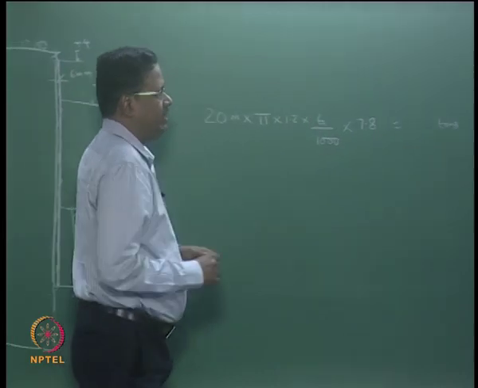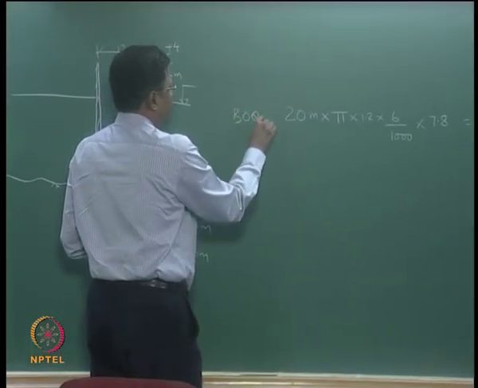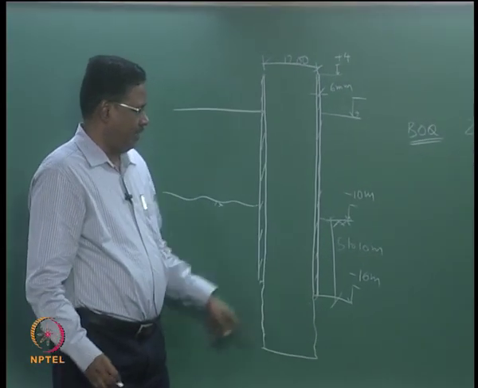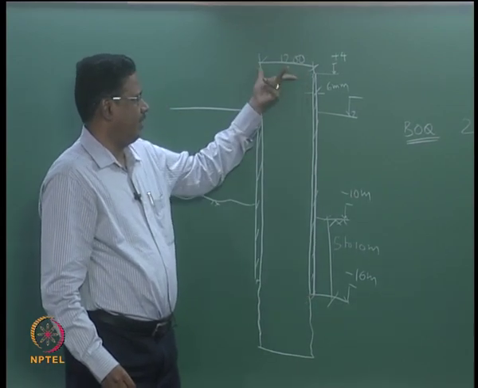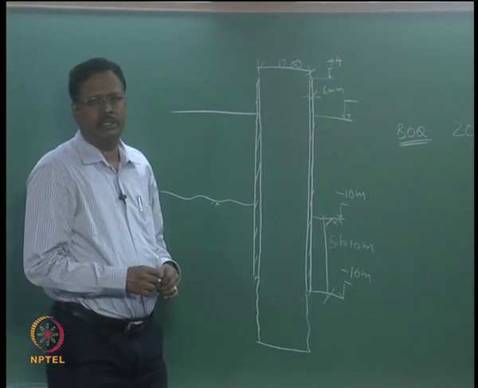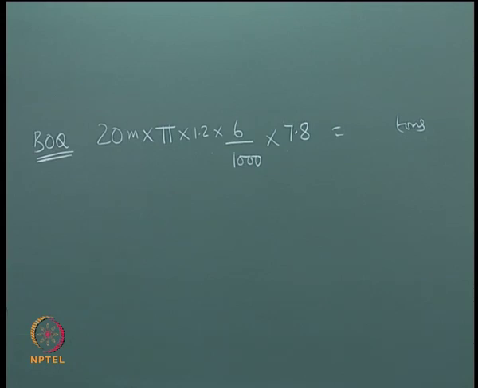So per ton when the weight is given, this is how we calculate the bill of quantity per pile, knowing the liner bottom level, liner top level, diameter of the pile. We will calculate what is the weight of the liner, that we will multiply by the rate which is given.